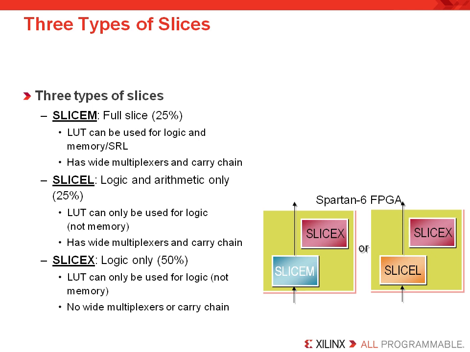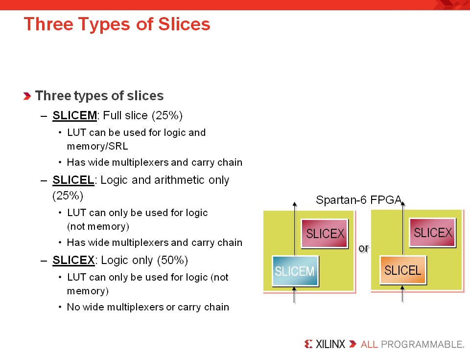The slice L supports logic and arithmetic only. The LUT can only be used for logic, so not memory. It also has wide multiplexers and access to the carry chain, and this is used for about 25% of the resources in the FPGA. Finally, the slice X, which is a simpler slice configuration, supports logic only and is about half the device. The LUT can only be used for logic, not memory. There's no muxes and carry logic.